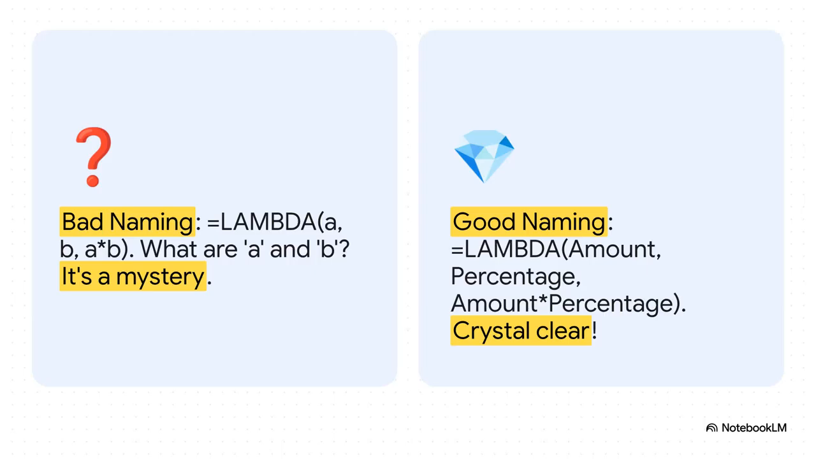Okay, if you take one thing away from this section, let it be this. Good naming is everything. Look at that bad example: equals LAMBDA of a times b. What on earth are a and b? Who knows? But the good example? It's perfectly clear. You know instantly that you're multiplying an amount by a percentage. Seriously, do your future self a favor. Use names that actually describe what's going on.